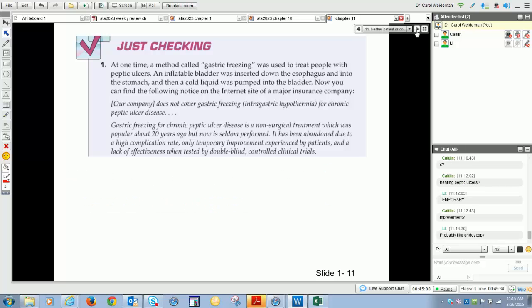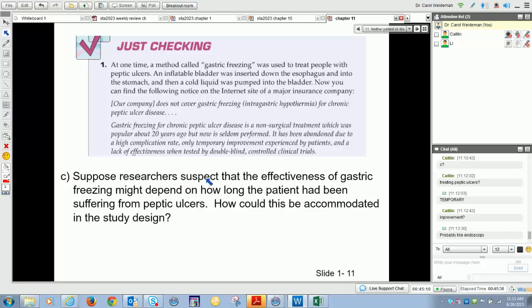Let's see what other questions I had. Suppose the researchers suspect the effectiveness of the freezing might depend on how long the patient has been suffering from peptic ulcers. How could this be accomplished in the study design? In other words, they think that maybe people who had the ulcer longer might be more likely to benefit from gastric freezing. How could they build that into the study design?